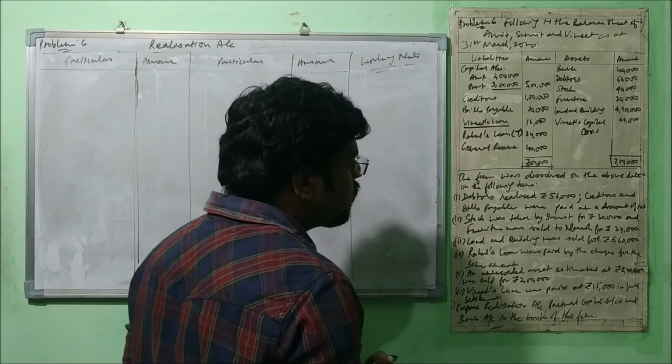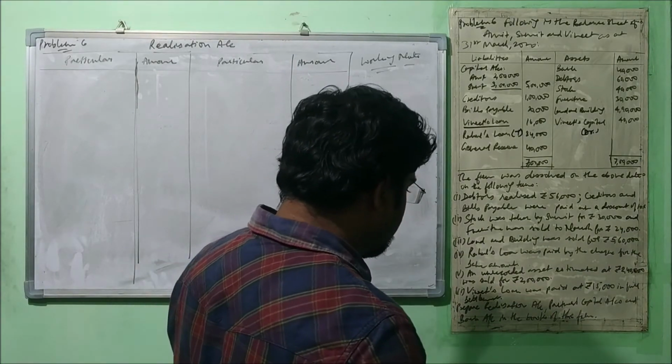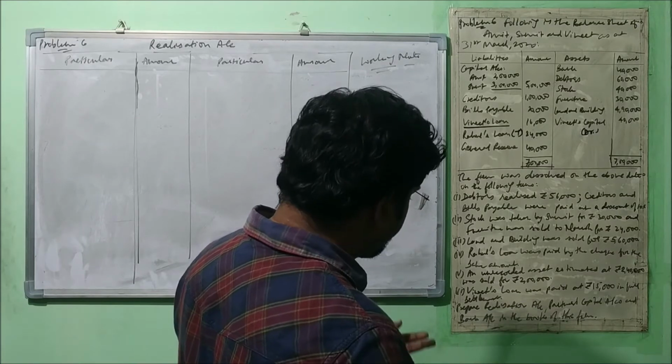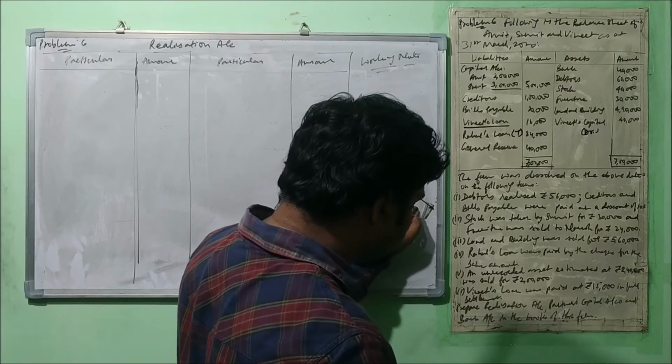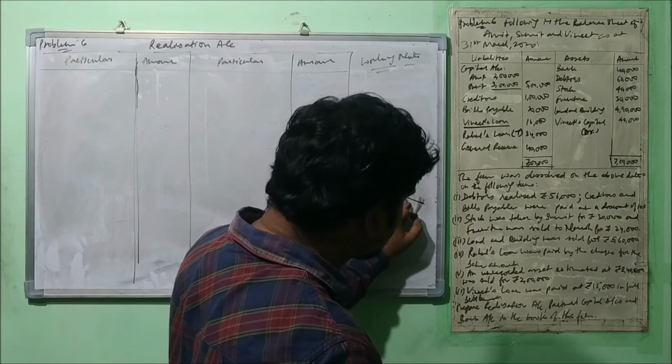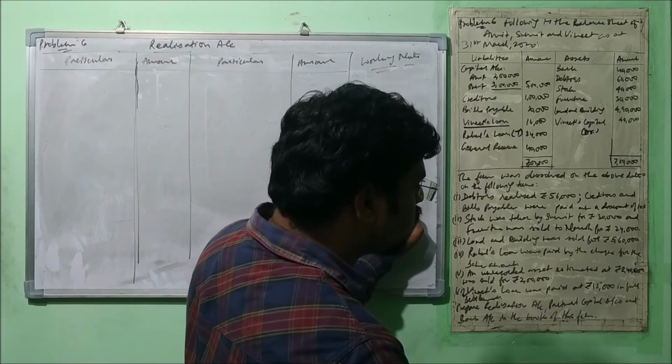The firm was dissolved on the above date on the following terms. We'll read that later on. Have a look here. Just read. Is there any point related to loan? Vinit's loan. Yes, it is given here. Vinit's loan was paid at rupees 15,000.